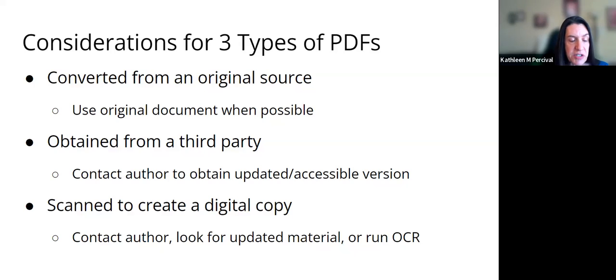And if it was scanned to create a digital copy, if it's a textbook or a supplement to a textbook, you could contact the publisher, contact the author. Again, check with the library to see if there are accessible or digital materials. And then I'll go over some quick ways to run OCR, which stands for Optical Character Recognition, in order to turn that scan from an image into actual text.